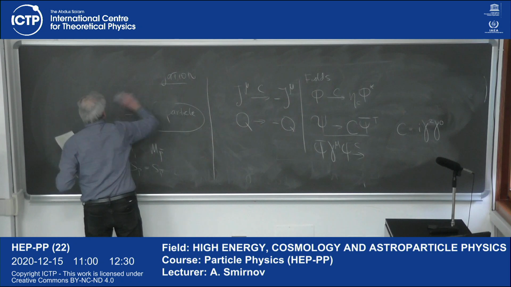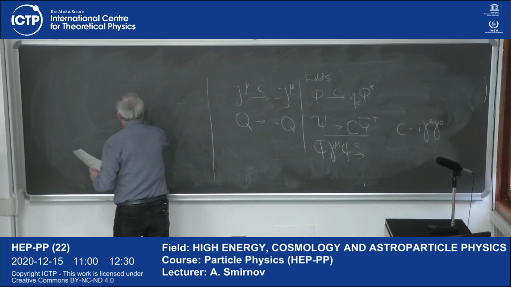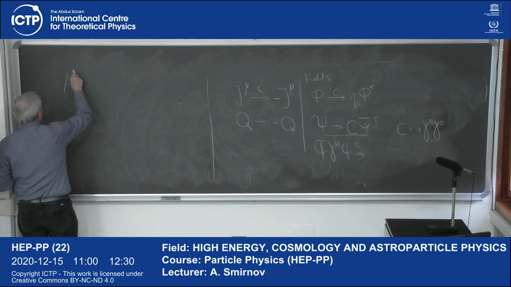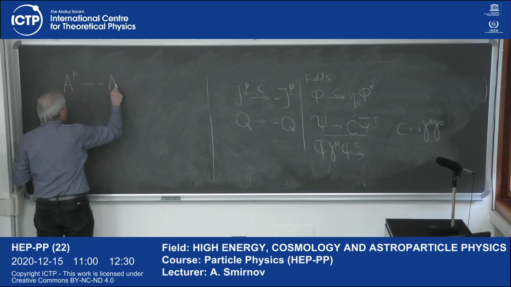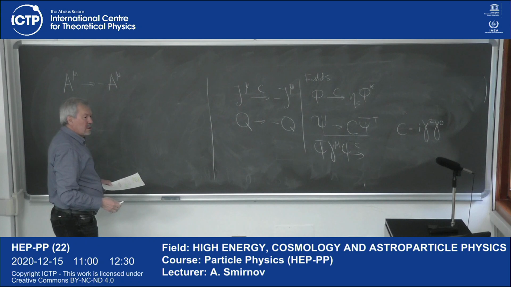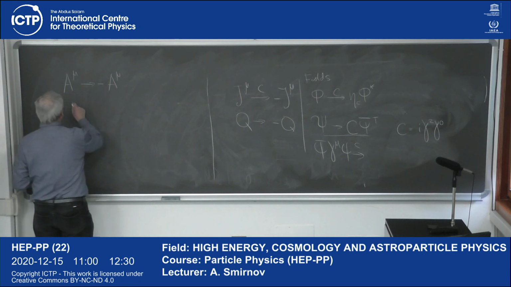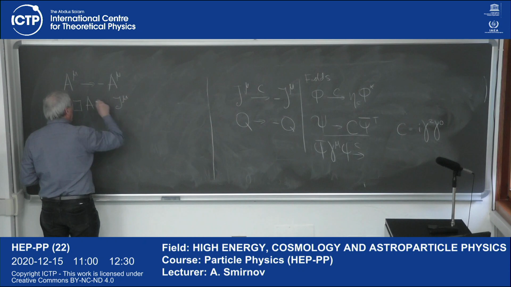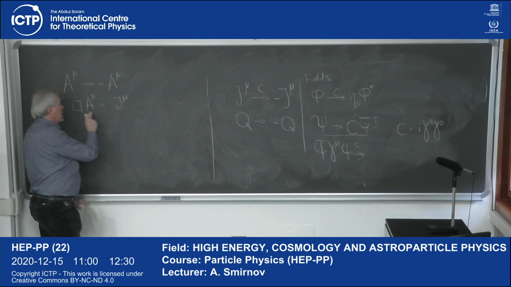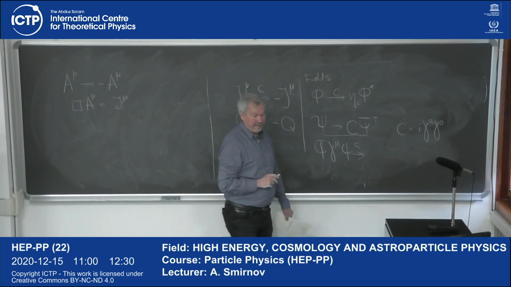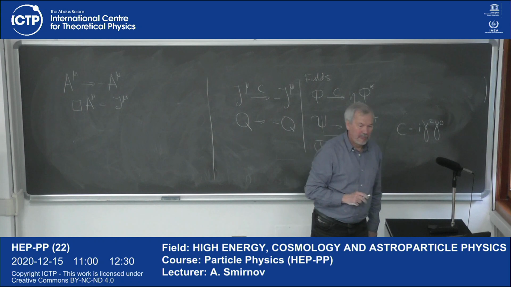Now, for vector fields, like for the photon, the C transformation is A mu goes to minus A mu. And this is because we want to have covariance of the Maxwell equation. Remember, in the Maxwell equation we have delta A equals the current. And therefore, if the current changes sign, then to have covariance you need to have A mu also changing sign. So this is for vector fields.